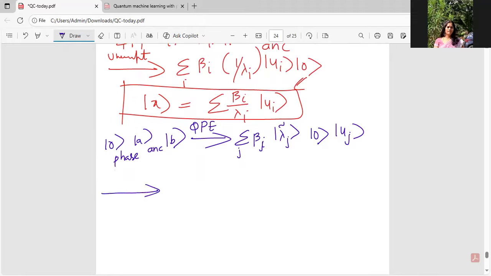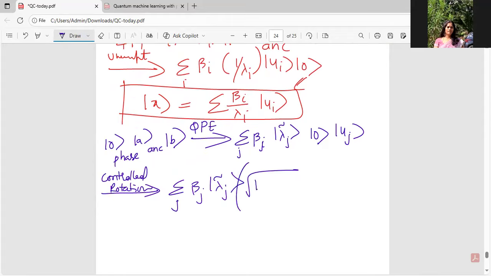Now, next I'll perform controlled rotation. Controlled rotation gives me summation j, beta j, lambda j tilde. Of course, remember that C appears. How do I remember, ma'am? Controlled, when I say controlled, C appears. Whole squared ket 0 plus C by lambda j ket 1. After controlled rotation, this is the superposition state I have got.